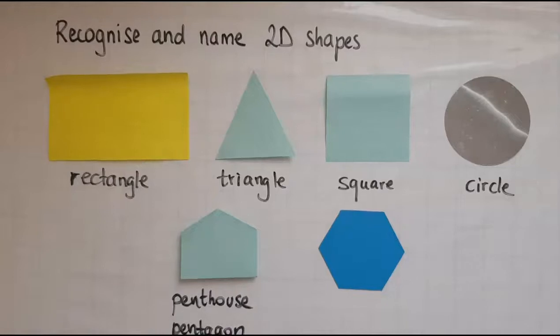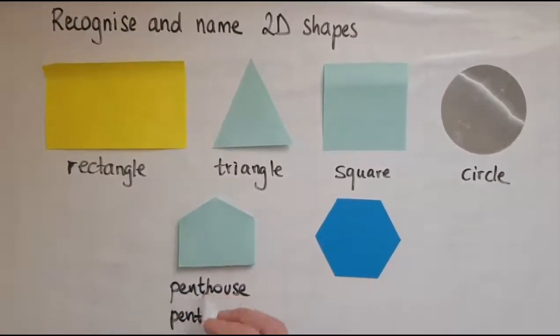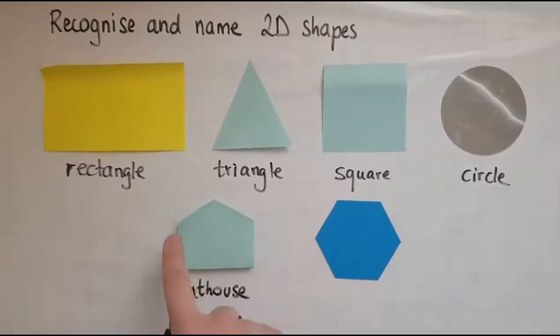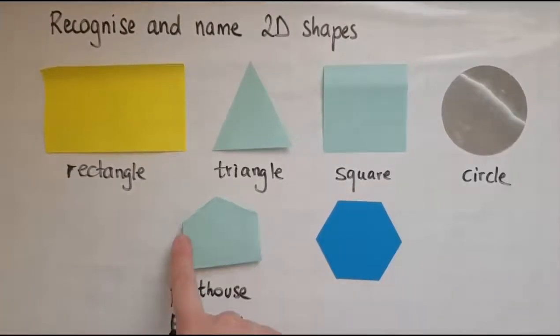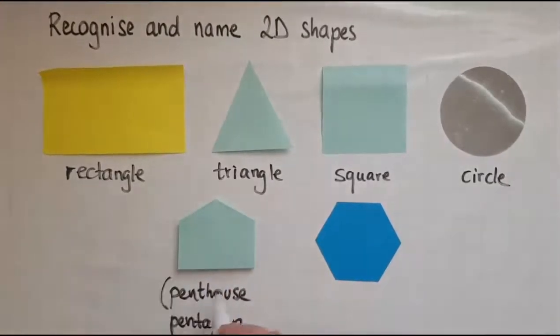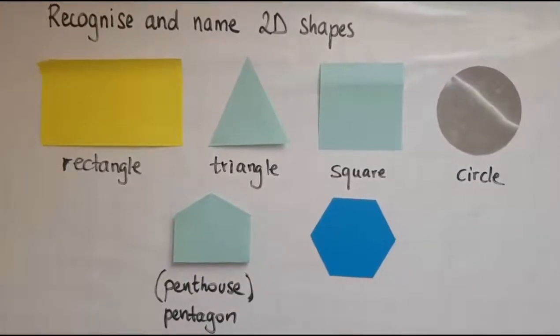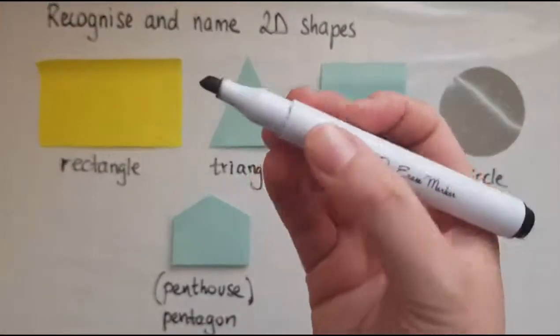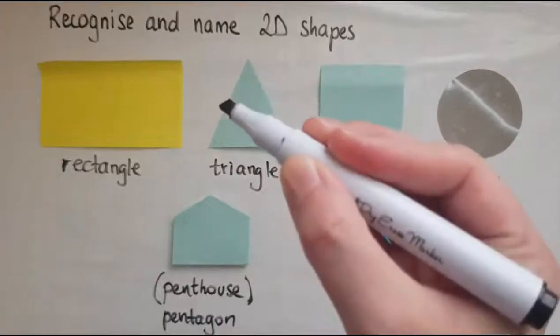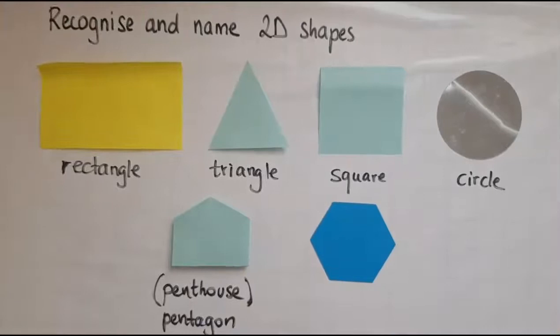Pentagon. So this is called a pentagon because it has 5 sides. So we have 1, 2, 3, 4, 5 sides. That's why we call it a pentagon. Another way to remember this is through a pen, which you need 5 fingers to hold. So 5 fingers, 5 sides, and that's a pentagon.